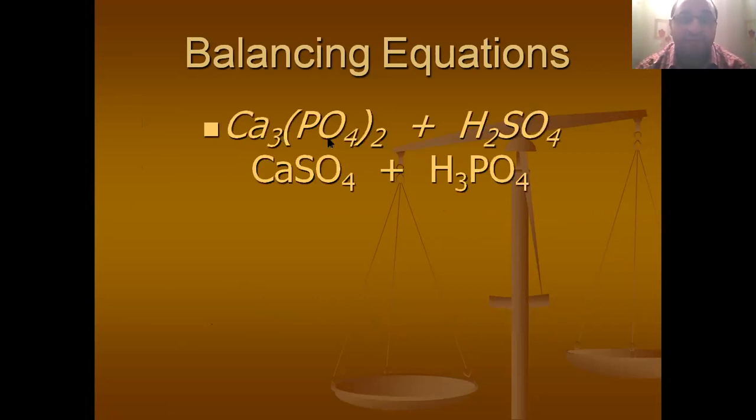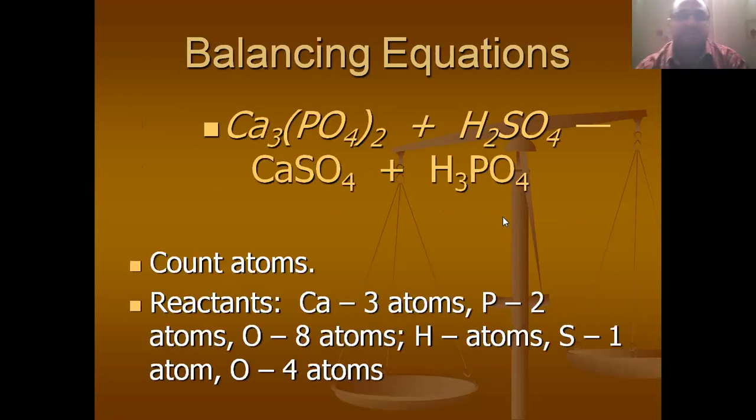Calcium phosphate plus sulfuric acid gives calcium sulfate plus phosphoric acid. Here, sulfuric acid is most stable, so it can produce phosphoric acid. It can produce phosphoric acid from calcium phosphate. Now, let's see how we can balance this equation.